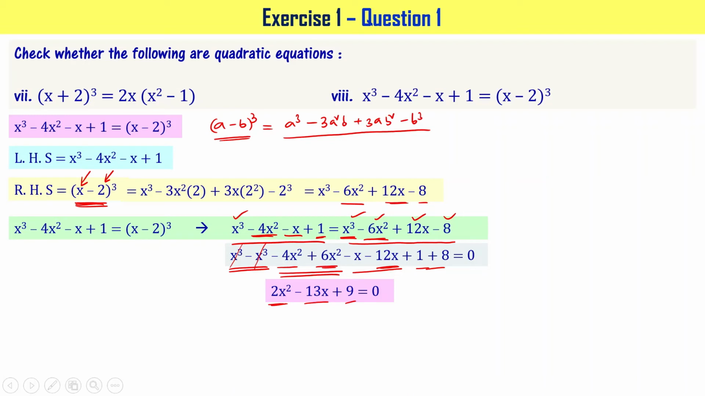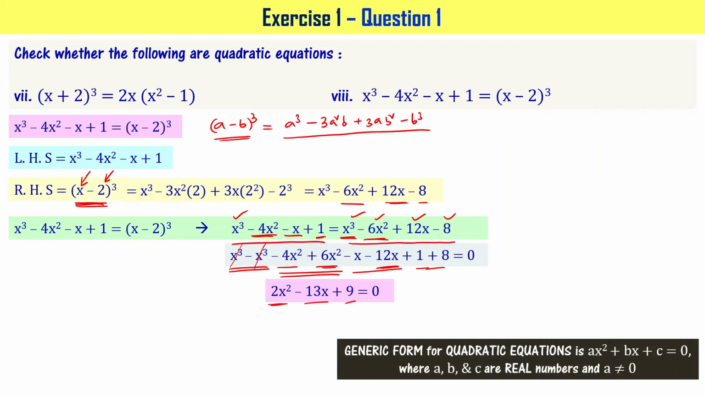So you have now the equation in the form of a quadratic equation, ax² + bx + c = 0, right? For that reason, we say that the given equation is a quadratic equation. Got it?